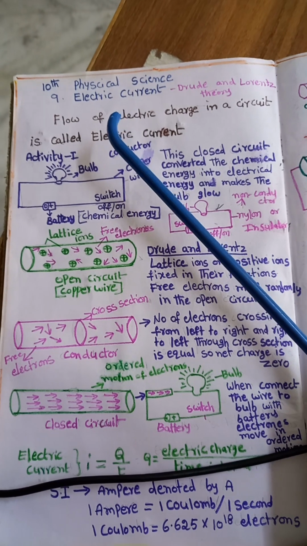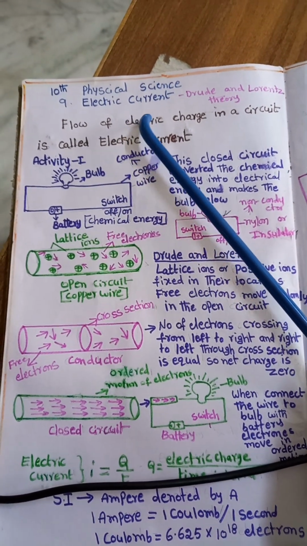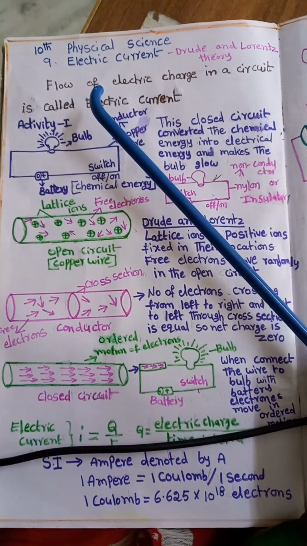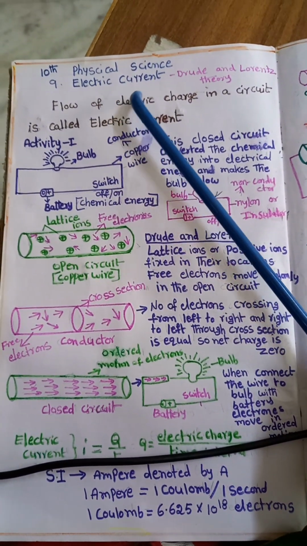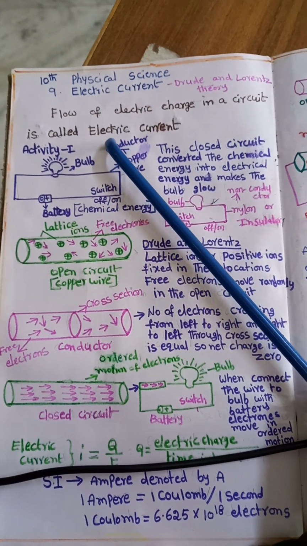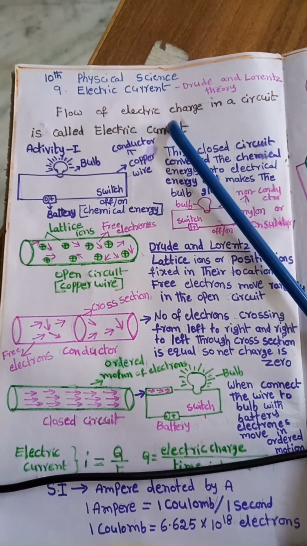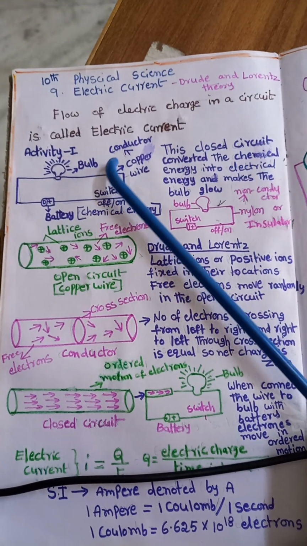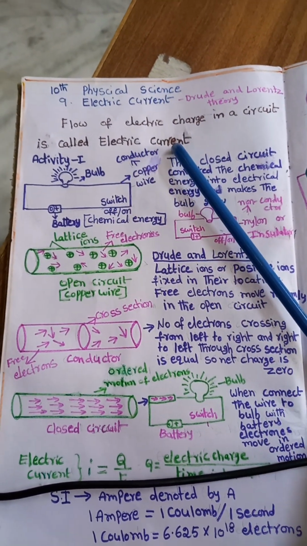Physical science, electric current. So today we are going to learn about the electric current. Electric current means flow of electrons, electric charge in a circuit is called electric current.